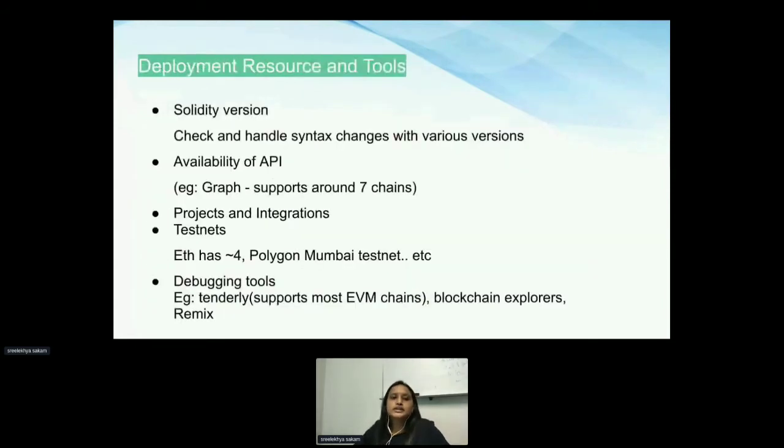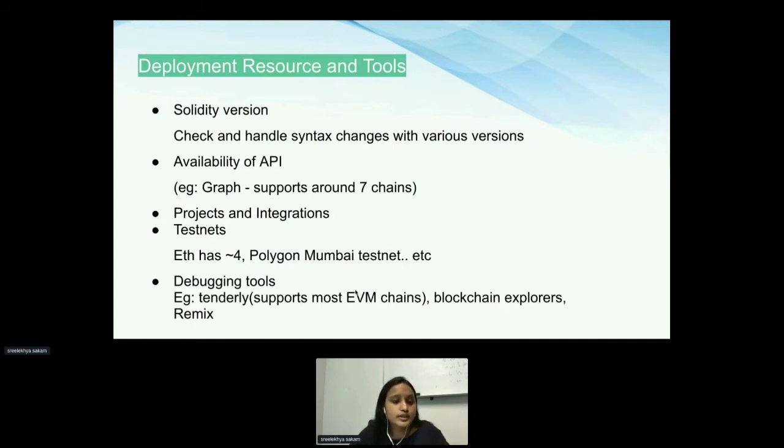Lastly would be deployment resources and tools. This is the main thing for developers to check: what are the resources available out there if you want to consider a particular chain. For example, if there's a new chain and you don't have proper resources, then it's a hassle for developers, right?